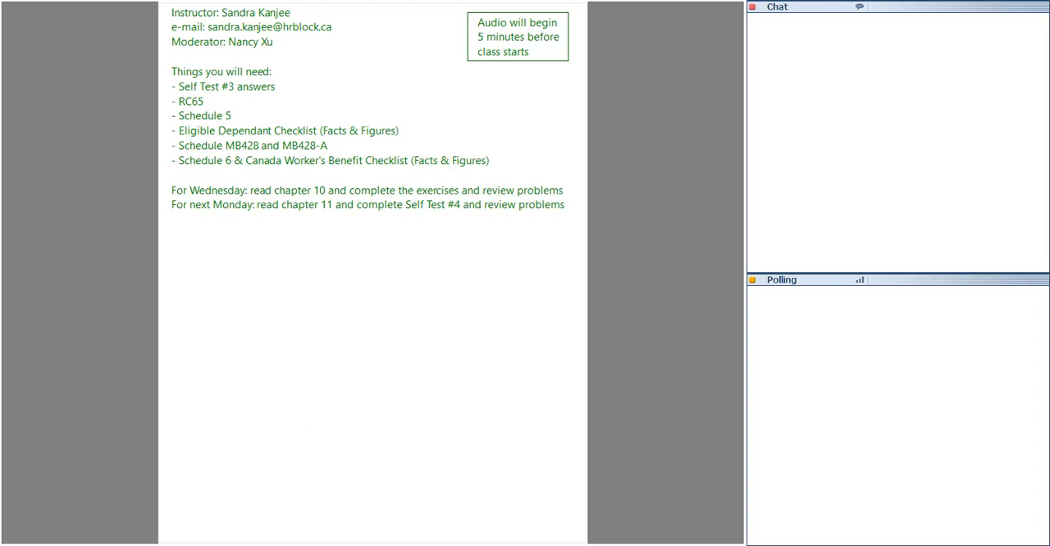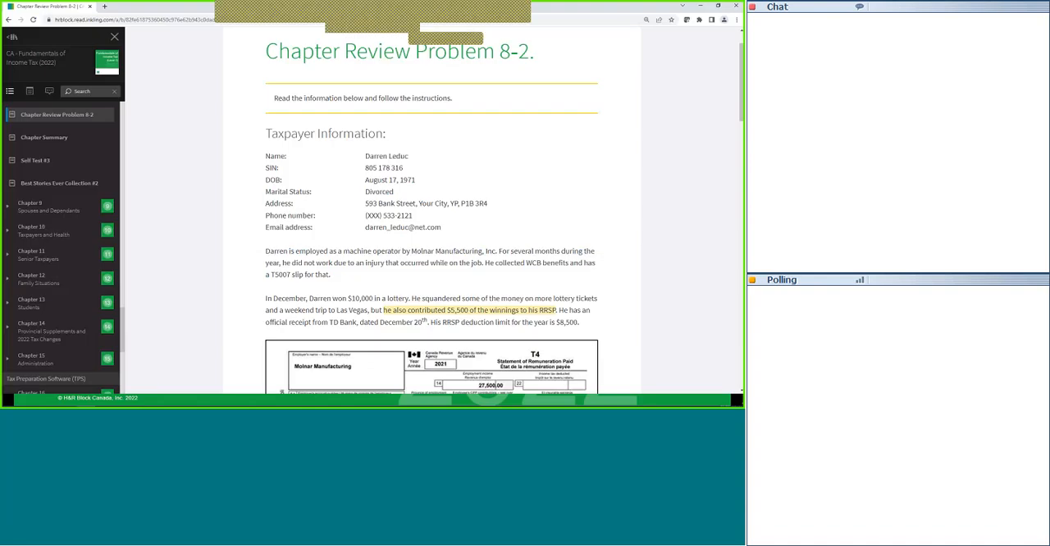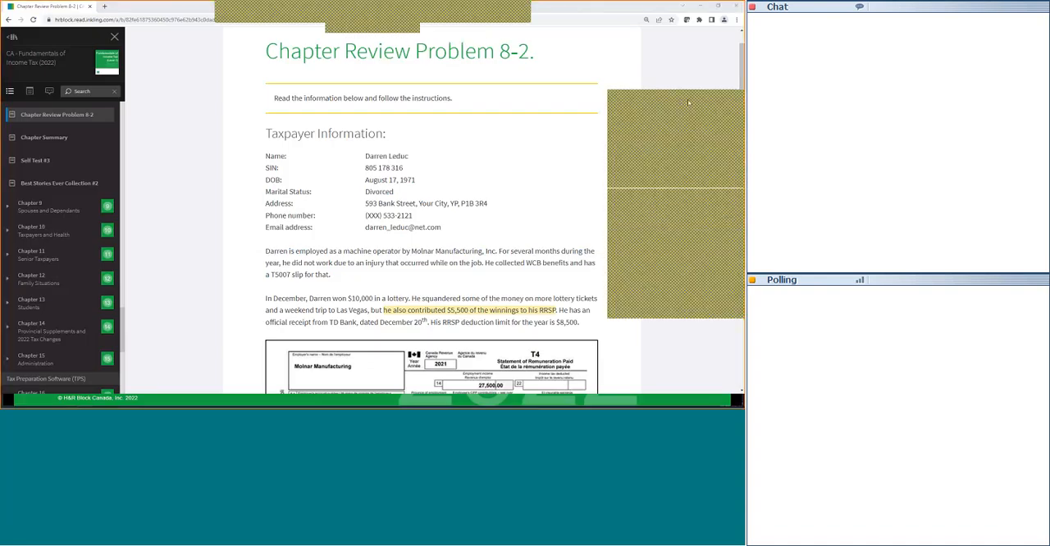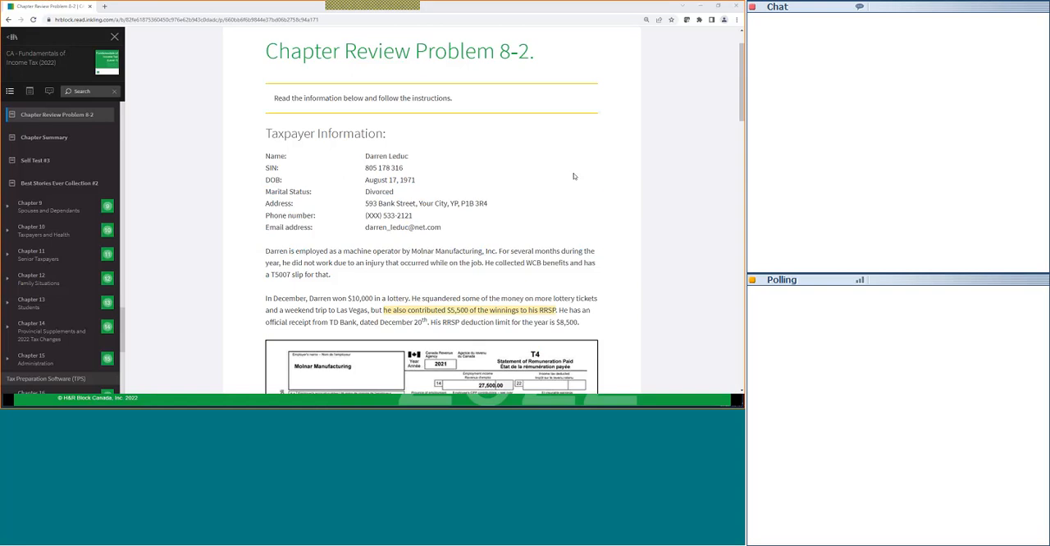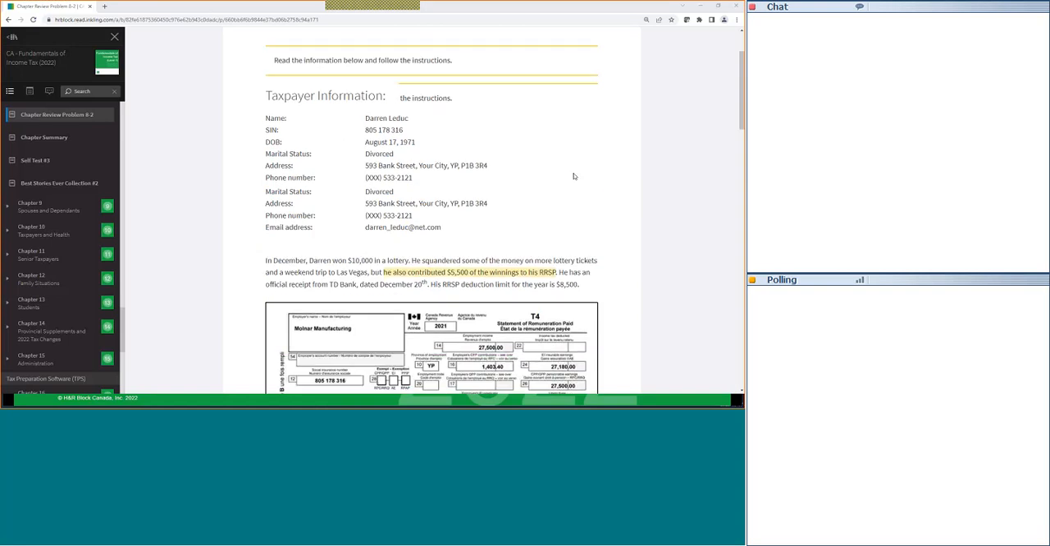But we're going to start with review problem 8.2. So I'm going to share my screen, and we're going to jump into this one. Okay, and we have Darren. So we've been doing quite a bit with regular investments, non-registered investments, but this was our first chance to practice RSPs in a little bit of detail. It does get more difficult later, but just to jump into it, we have Darren.